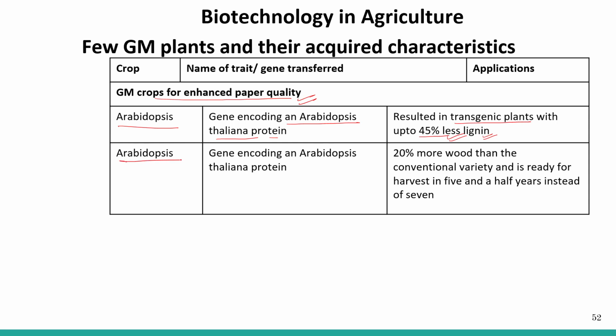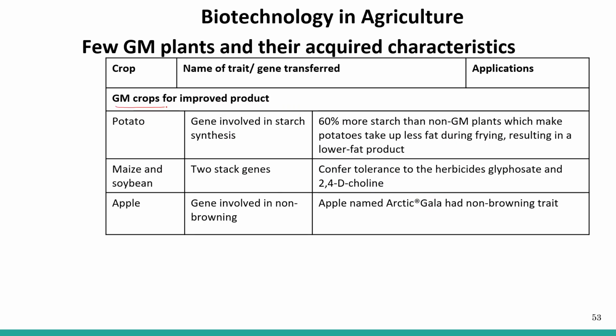Again, Arabidopsis. Gene encoding an Arabidopsis thaliana protein gives 20% more wood than the conventional variety, and it is ready for harvest in 5.5 years instead of 7. So we can save time, and with 20% more wood than the conventional variety, we can have more paper.